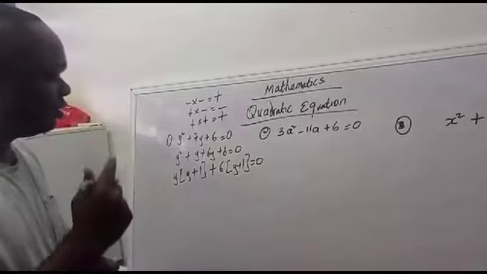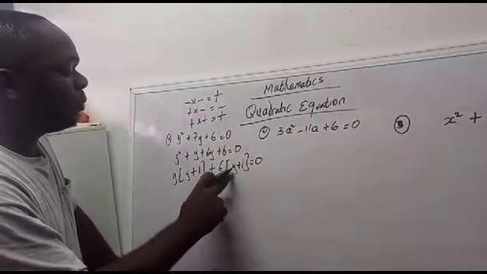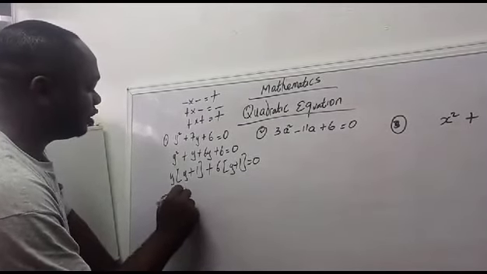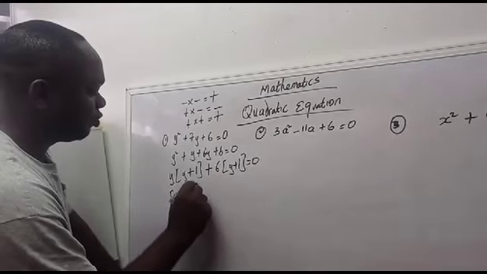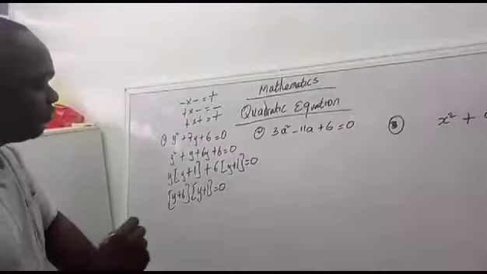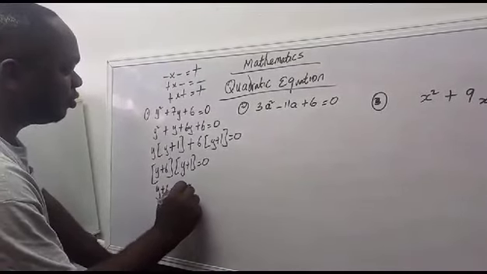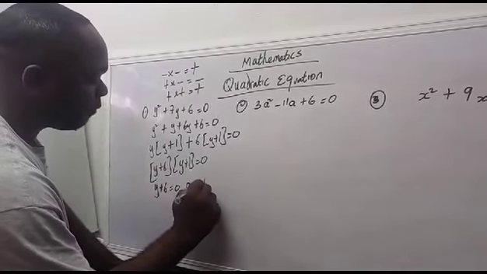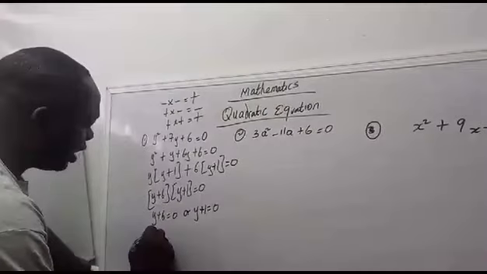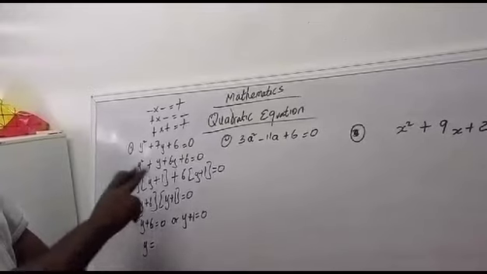equals 0. Okay. Now we have y plus 1 in common, you have to pick 1. Okay. We have here y plus 6 in bracket, y plus 1 equals 0. Okay. Now we have here y plus 6 equals 0, or y plus 1 equals 0. Do you understand?